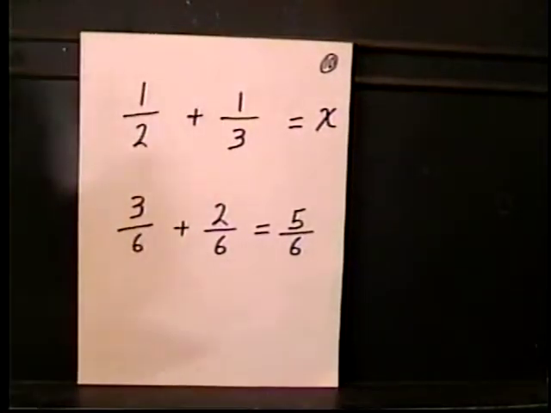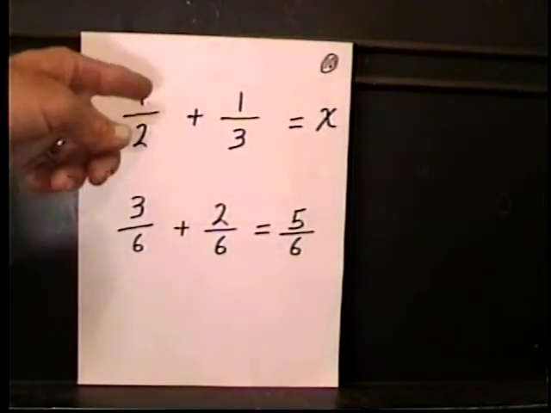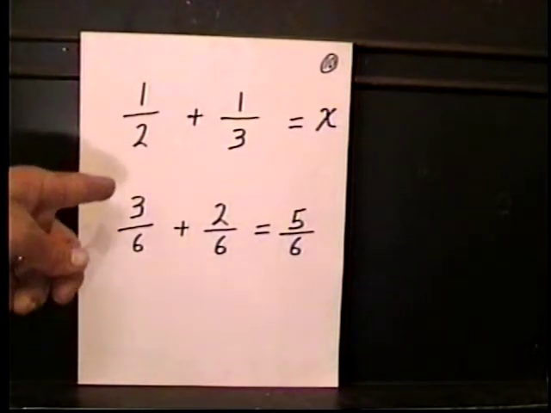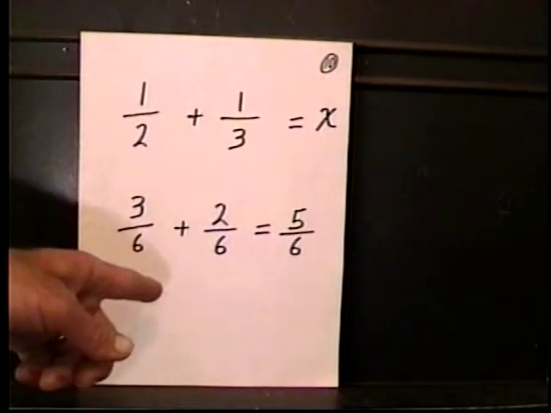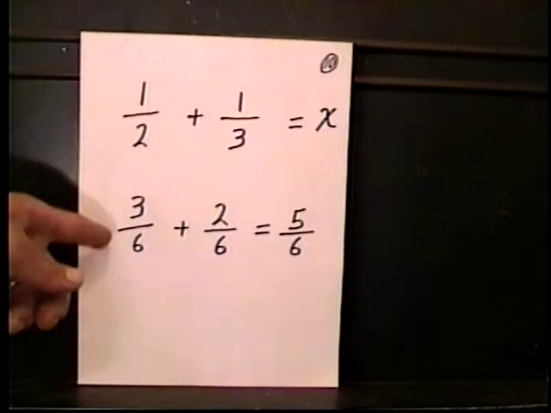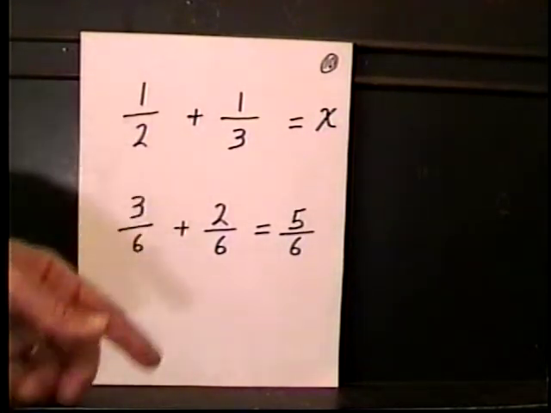And so just to recap that again, 1/2 plus 1/3 equals something. That's what we were trying to figure out a while ago when we put the pieces together. To find a least common denominator or a common denominator, in this case we did get the least common denominator. 3/6 plus 2/6 equals 5/6.